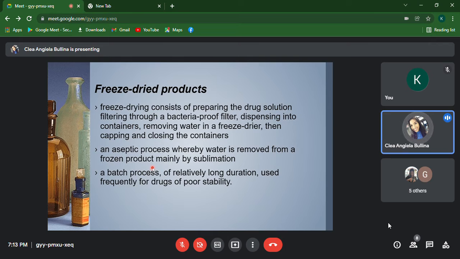Okay. Remember that freeze drying is a batch process of relatively very long duration used frequently for drugs of poor stability. Okay, so dito siya nakakitaan ng advantage or use, okay, dun sa drugs na may poor stability. Okay. One of the downside is that the process itself is very long. Masyadong matagal bago matapos.